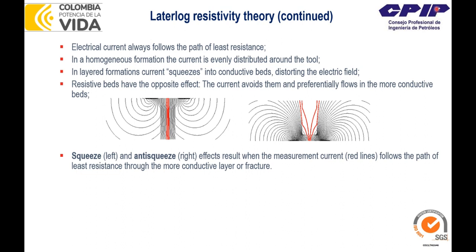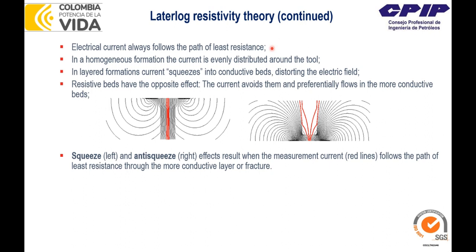Okay, now let's get some visualization here. So the electrical current always follows the path of the least resistance, and it determines the shape of the current. So that's why the tools are called the conductivity seeking tools.